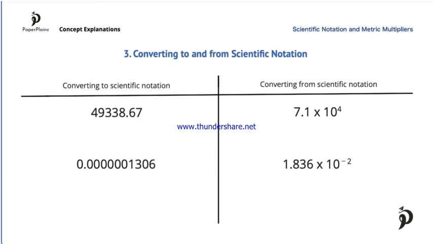Let's start by moving the decimal point to get a number between 1 and 10. This gives us 4.933867. In scientific notation, we have to multiply this by 10 to a certain power. To find the power, we have to see by how many places we move the decimal point and in which direction. Here we move the decimal point by 4 places to the left. Since we moved the decimal place to the left, the power of 10 will be positive 4.